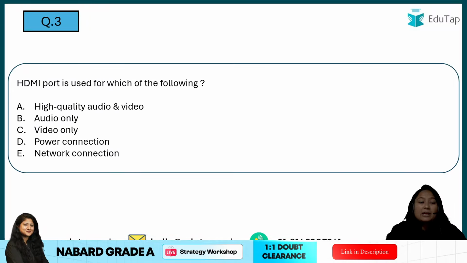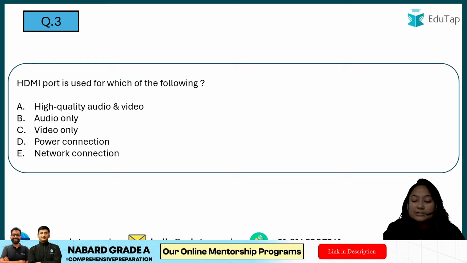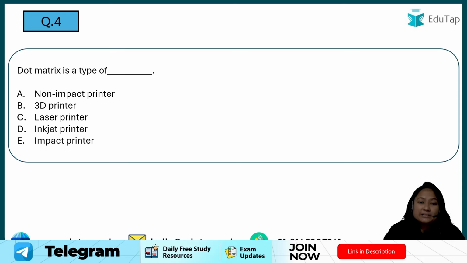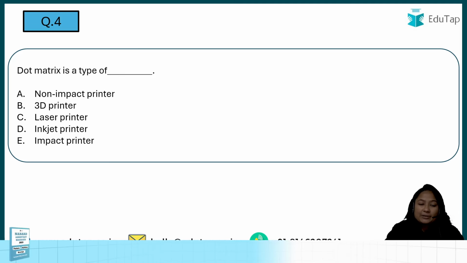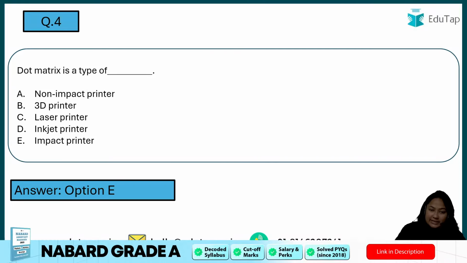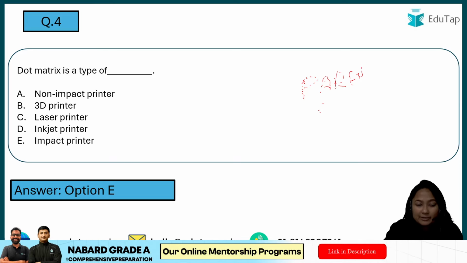Then, HDMI port is used for which of the following? If you remember what M stands for, you will be able to answer very easily that HDMI port is used to create high quality audio and video. Then, dot matrix is a type of what? Non impact printer, 3D printer, laser printer, inkjet printer, or impact printer. The correct answer here will be option E, impact printer. Dot matrix, again I have told you, the things are written like this. So here we have the impact printer, dot matrix.